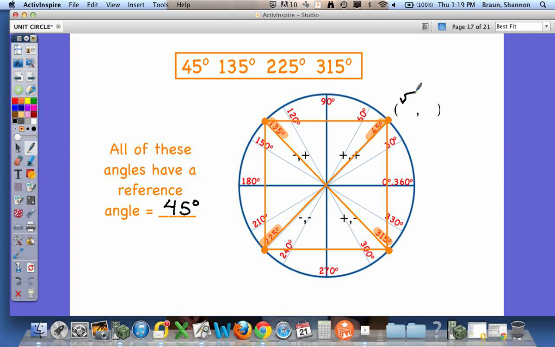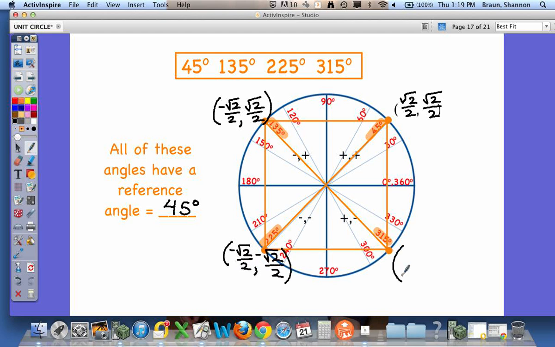And so quadrant 1, we get radical 2 over 2. Both x and y are positive. In quadrant 2, x is negative, y is positive. Quadrant 3, they're both negatives. And quadrant 4, x is positive, y is negative. Okay.